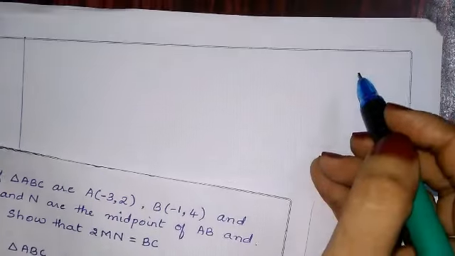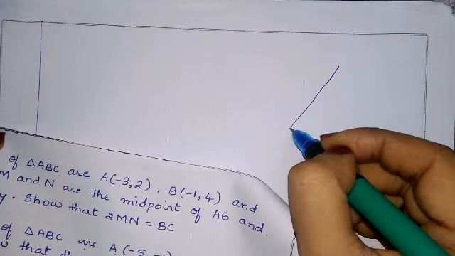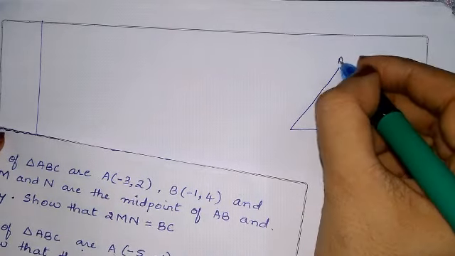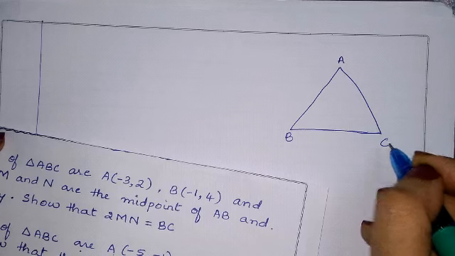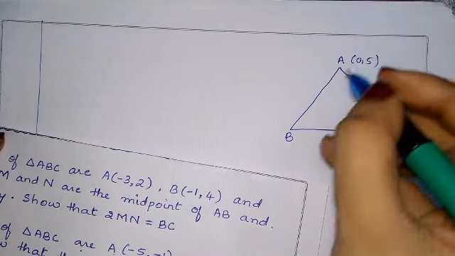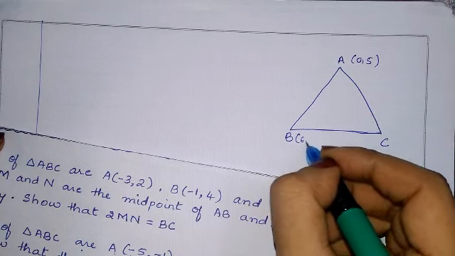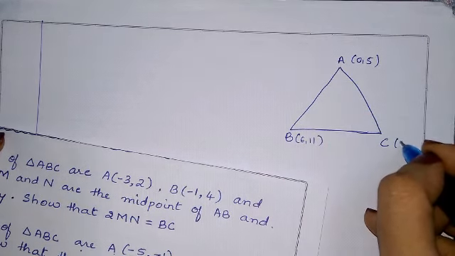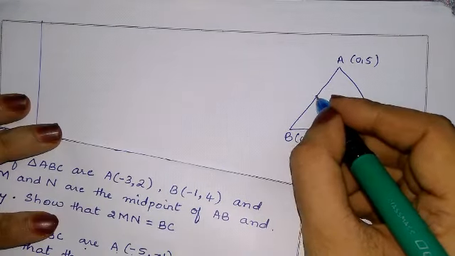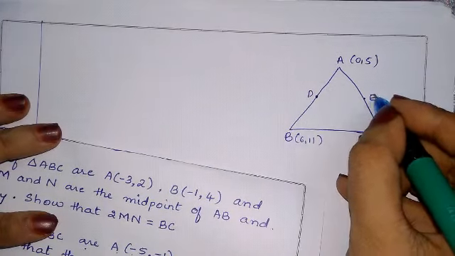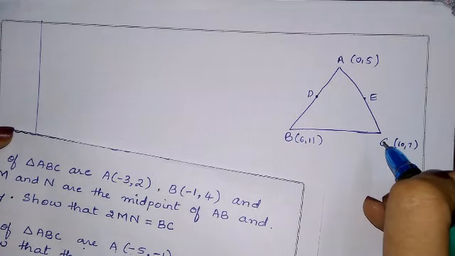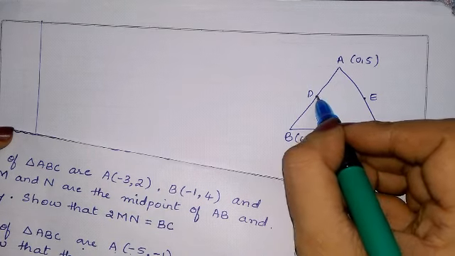What you have to do is, I'll draw the figure here. ABC is a triangle. A point they have given as (0, 5), B point they have given as (6, 11), C point they have given as (10, 7). And D and E are the midpoints of AB and AC. They have told us to find the area of ADE.